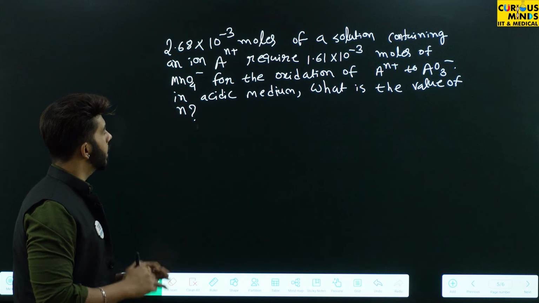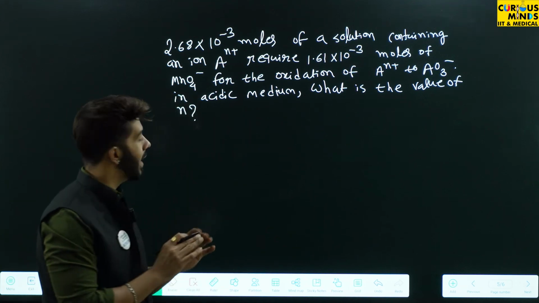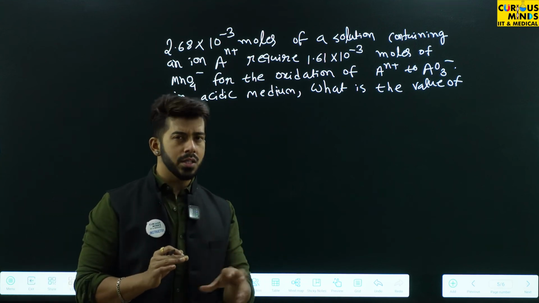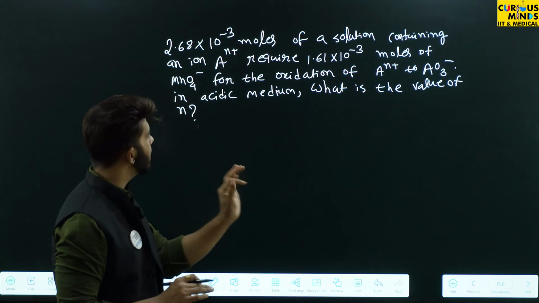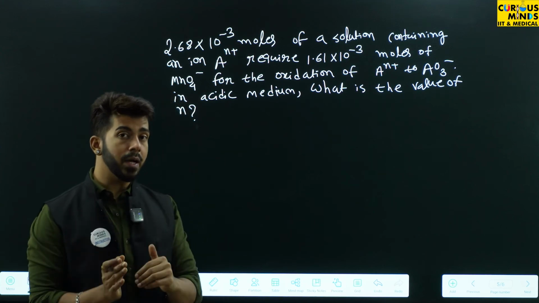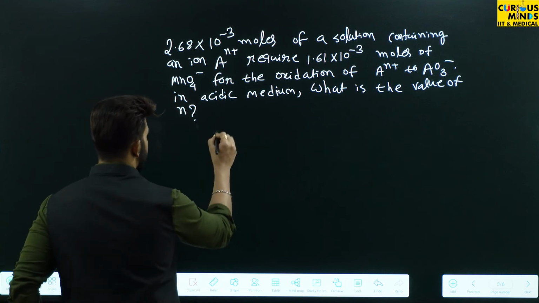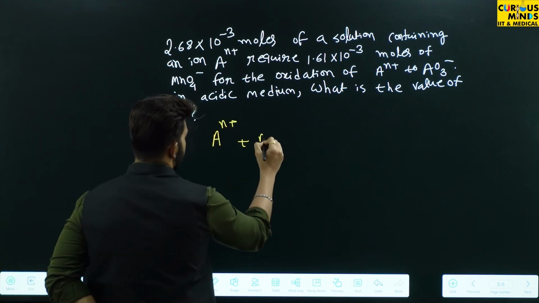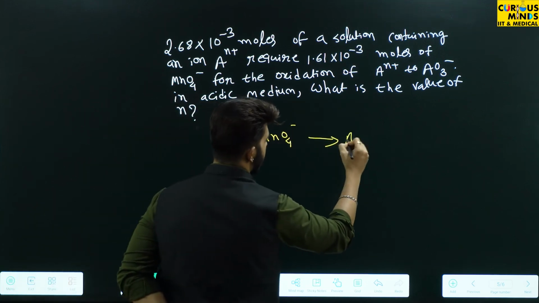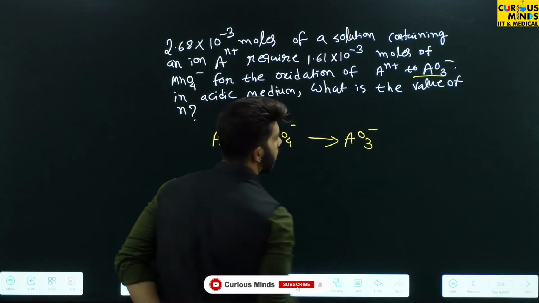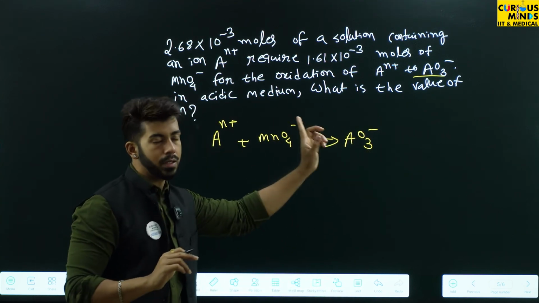It's 2.68 into 10 raised to the power minus 3 moles of a solution containing an ion An plus, any random ion whose mole is given, An plus, requires 1.61 into 10 raised to the power minus 3 moles of MnO₄ minus, permanganate. That means An plus, so can I just write An plus, permanganate will give rise to what? AO3 minus. Here in the question it is already given. That means An plus is giving rise to AO3 minus.